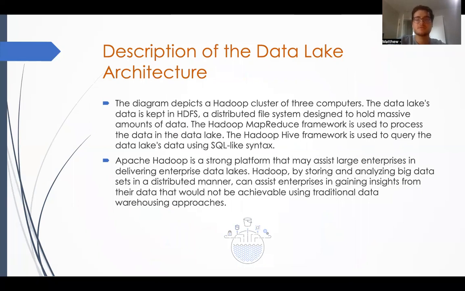So to give some more descriptions of this architecture, the diagram depicts a Hadoop cluster of 3 computers. The data lake's data is kept in HDFS, a distributed file system designed to hold massive amounts of data. The Hadoop MapReduce framework is used to process the data in the data lake, and the Hadoop Hive framework is used to query the data lake's data using SQL-like syntax. So Apache Hadoop is a strong platform that may assist large enterprises in delivering enterprise data lakes. Hadoop, by storing and analyzing big data sets in a distributed manner, can assist enterprises in gaining insights from their data that would not be achievable using traditional data warehousing approaches.